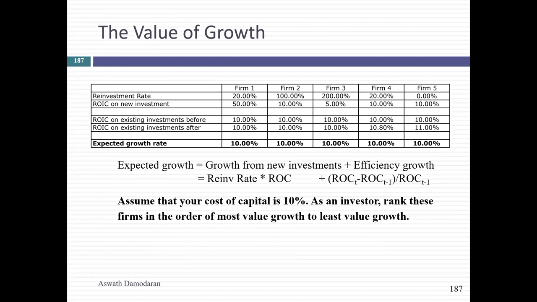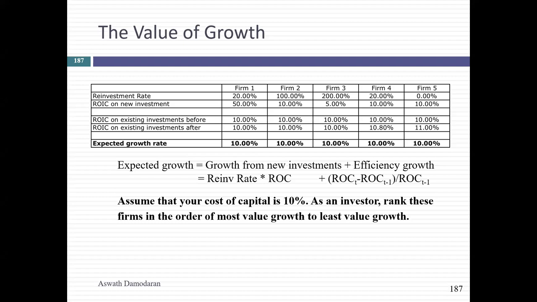So I'm going to set up an example. I'm going to show you five companies, all of whom have the same growth rate. But I want you to think like an investor, appraiser, analyst and rank these companies from best growth to worst growth. Let's, in fact, start with the worst growth. These companies all have 10% growth rates, but the way they get there is different. It's a function of how much they reinvest as well as how much the return on invested capital changes. So look at these five companies and tell me which one has the worst growth, growth that could actually destroy value. Which is the worst company?